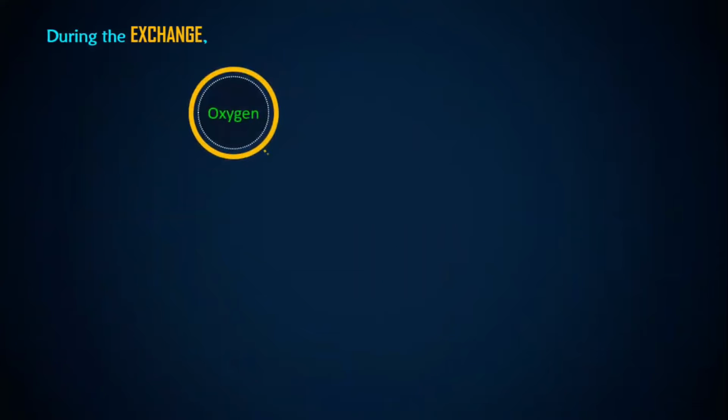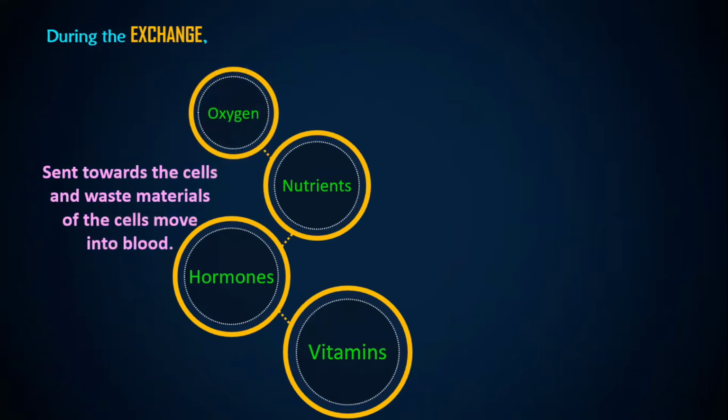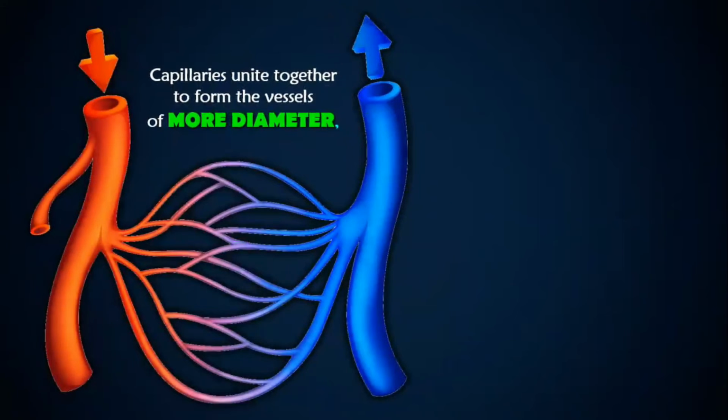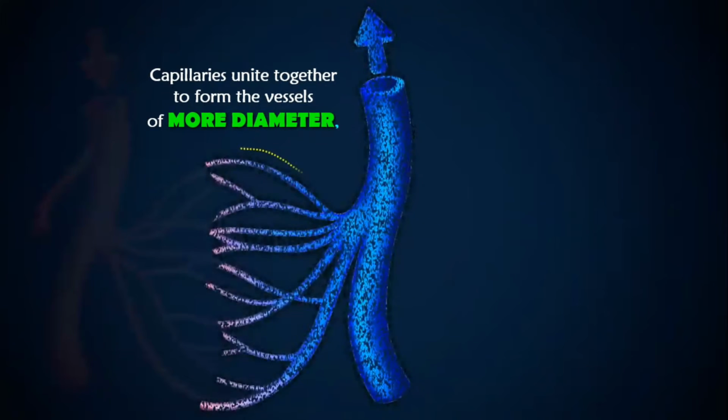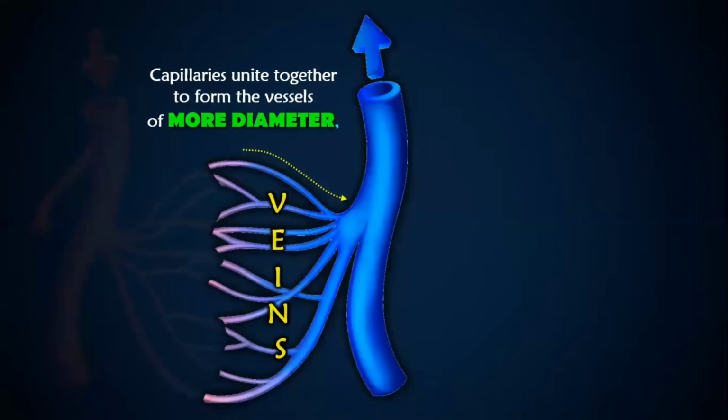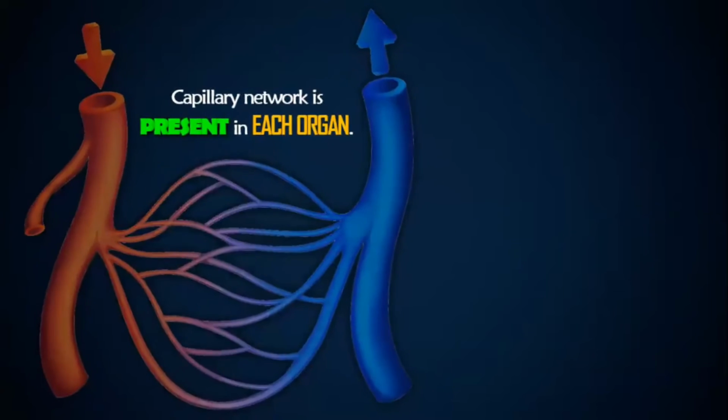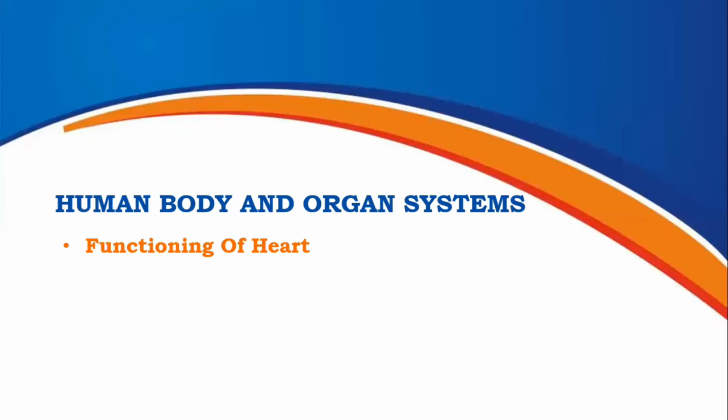During this exchange, what happens? Oxygen, nutrients, hormones, vitamins, all these things are sent towards the cell and waste materials of the cell move into the blood. Now these capillaries unite together to form vessels of more diameter. So they are all forming together vessels which have a fatter diameter, which you can see in the red and the blue pipe. The down part is called the veins. Capillary network is present in each organ of our body.